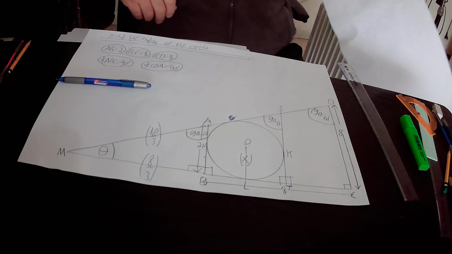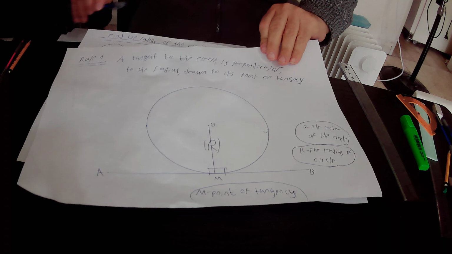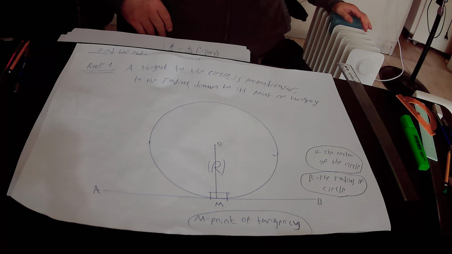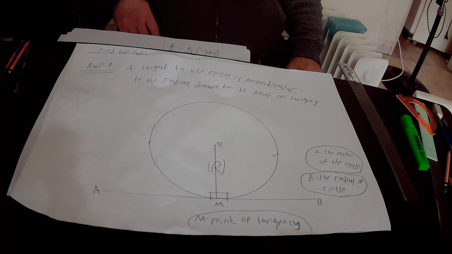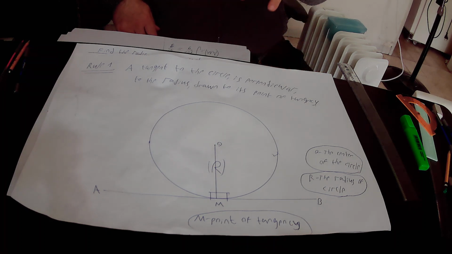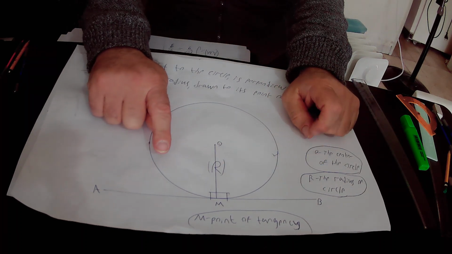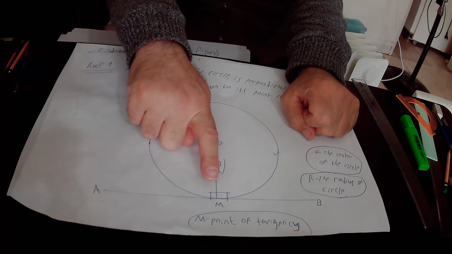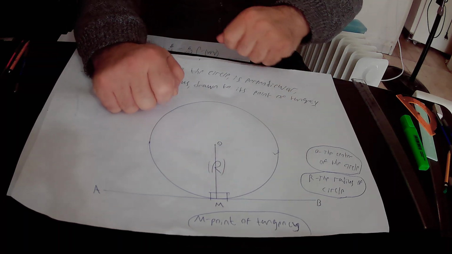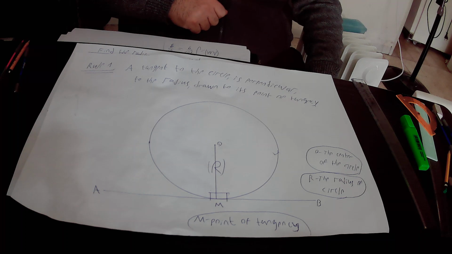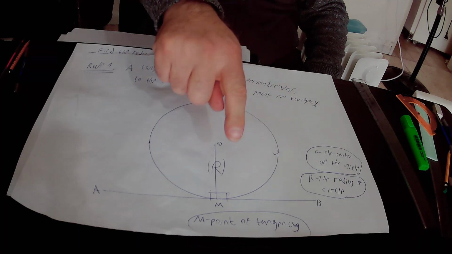We'll repeat quickly rule 1. According to rule 1, a tangent to the circle is perpendicular to the radius drawn to its point of tendency. In the drawing we have a circle and tangent AB that is tangent to this circle at point M. Point M is the point of tendency. And we have the radius OM that is drawn to point M. Whenever you have a radius that is drawn to the point of tendency, then tangent AB will be perpendicular to the radius MO.